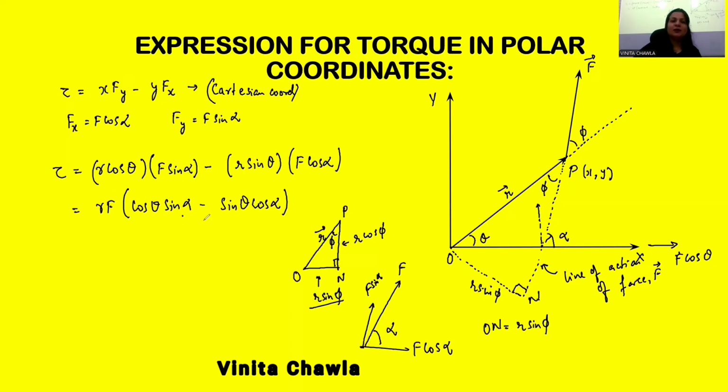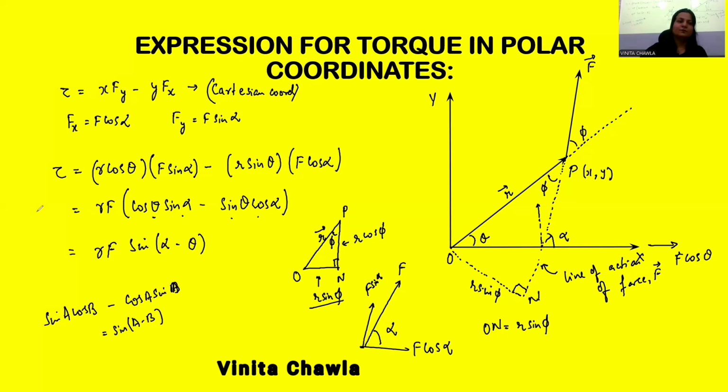Sin A cos B minus cos A sin B. Tell me, maths. Sin A cos B minus cos A sin B is sin(A minus B). So what is A? Alpha, and B is theta. So rF sin(alpha minus theta). What is alpha minus theta?